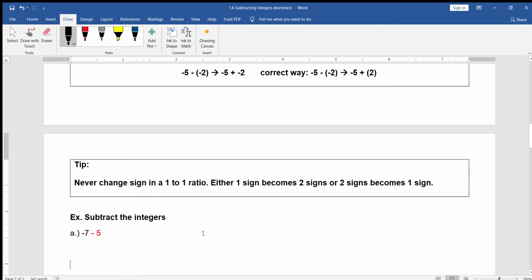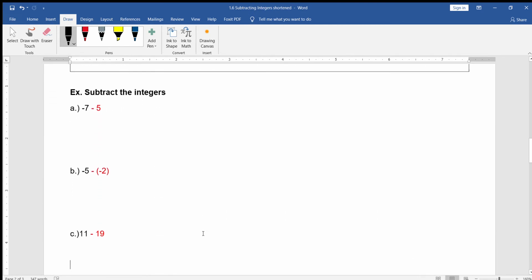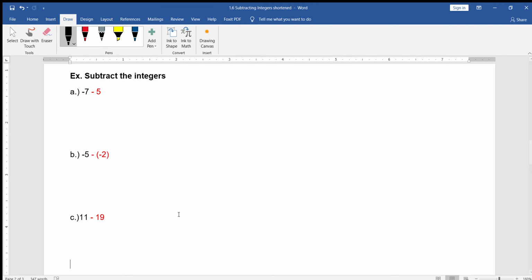Okay, so let's do some examples because I love examples. What we do here first is change this subtraction problem into an addition problem. So this becomes, let's draw an arrow, negative 7 plus negative 5.